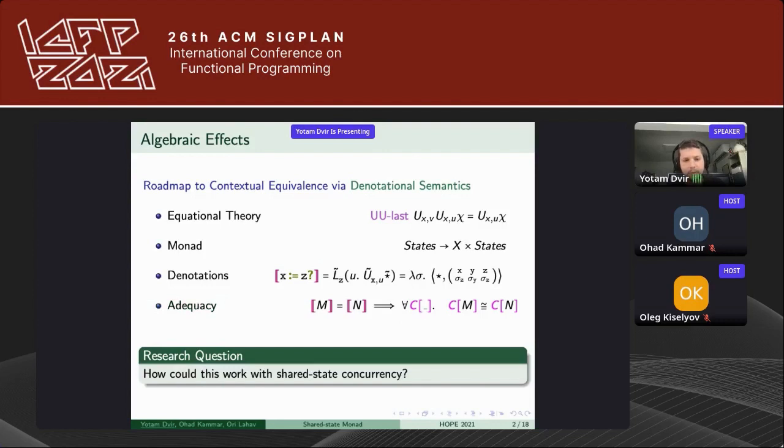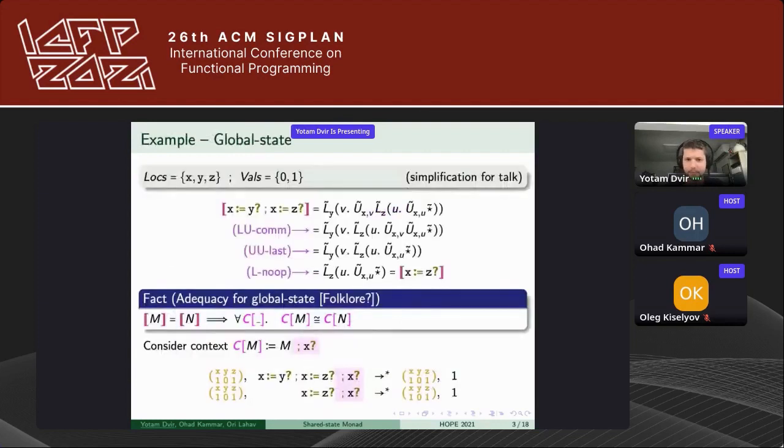In this talk, we will look into how this could play out in the concurrent setting. We'll first review what happens in global state and then dive into the difficulties that arise when considering shared state. So let's review global state. You can see in this slide denotations of two programs with effects, and there's this chain of global state equations that show these denotations are equal.